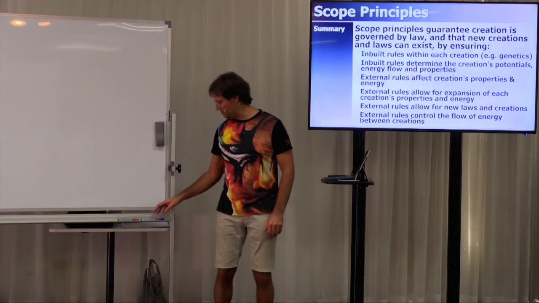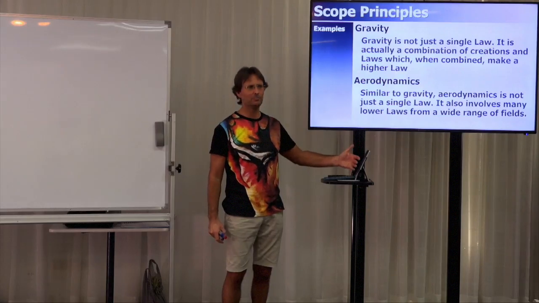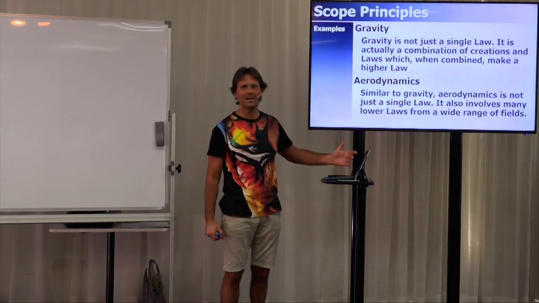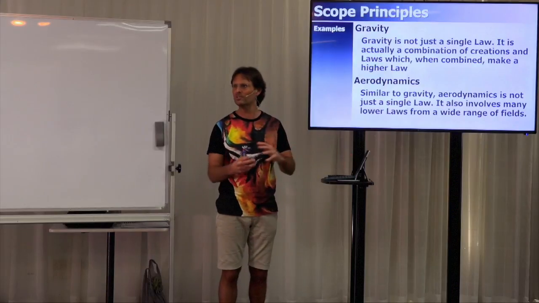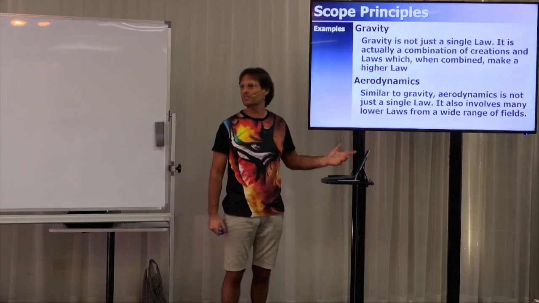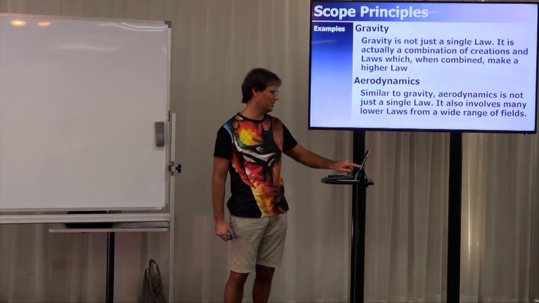All right, so it all sounds pretty complicated, right? Yep. Let's try and simplify it a little in terms of how this looks as an example. Now, what I'm going to do is skip over our gravity examples and aerodynamics example. I think they're pretty plain. Both of them are not single laws. They are actually many, many thousands of laws all combined together in a certain way to create a single law. So we need to understand that, and we'll understand that through the diagram that I'd like to draw.